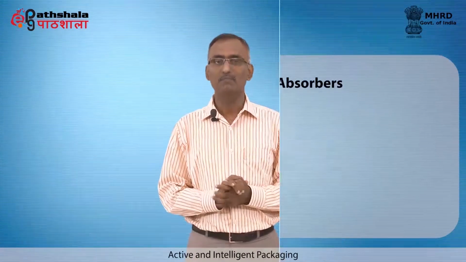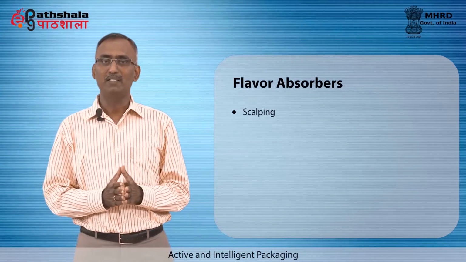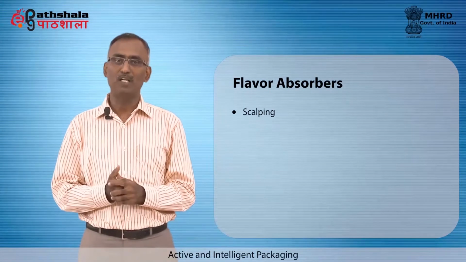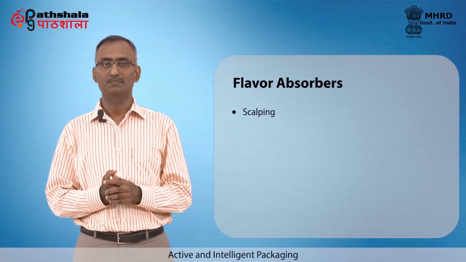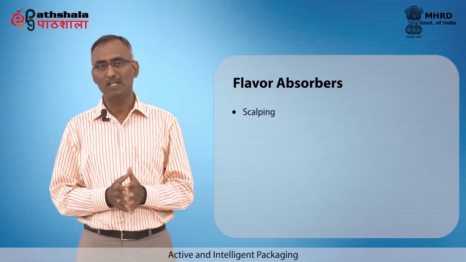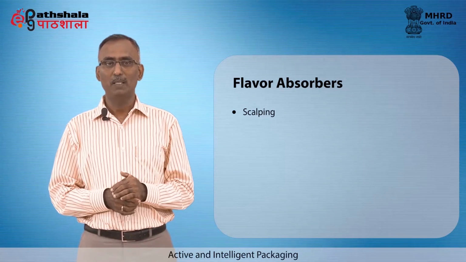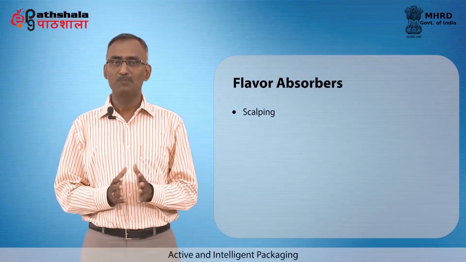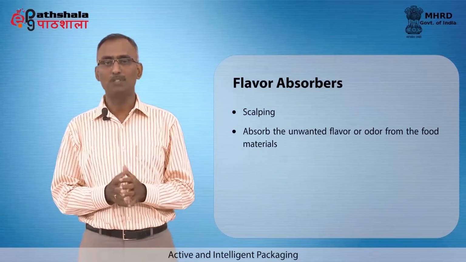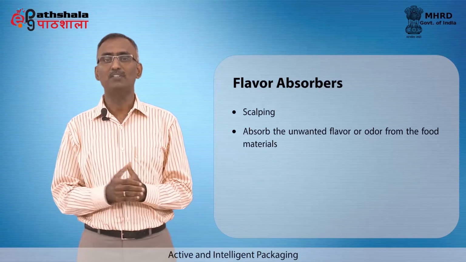Next are the flavor absorbers. Scalping is nothing but the absorption of flavors by the packaging materials. This property of the polymeric materials may lead to loss of flavor from the fruit juices in contact with the packaging film. But at the same time, if this property is reoriented to absorb the unwanted flavor or odor from the food materials, it will have a positive effect.